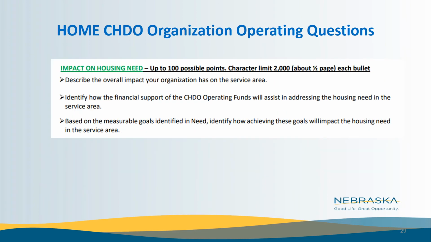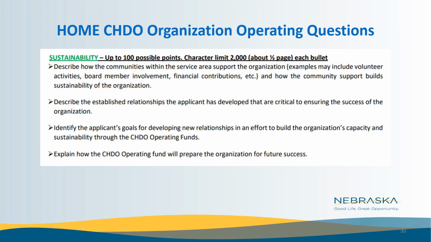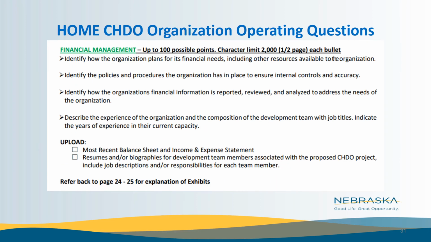So the impact on housing need, you have up to 100 possible points. Your character limit's about half page when you type it out. And each bullet will have its own text box here on the impact on housing. Sustainability, up to 100 possible points. Your character limit is 2,000, about half a page for each bullet here. Financial management, up to 100 possible points. Each bullet here, it has their own text box.